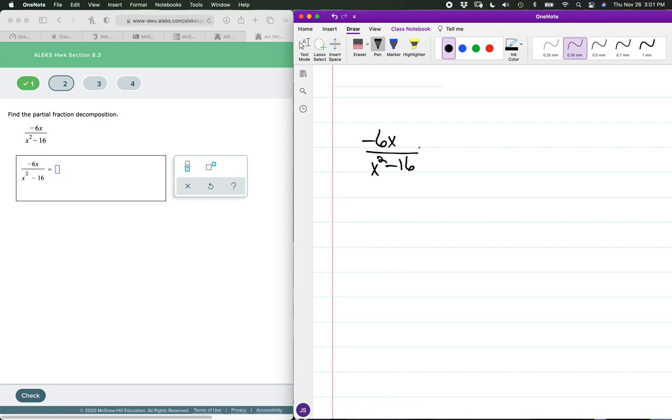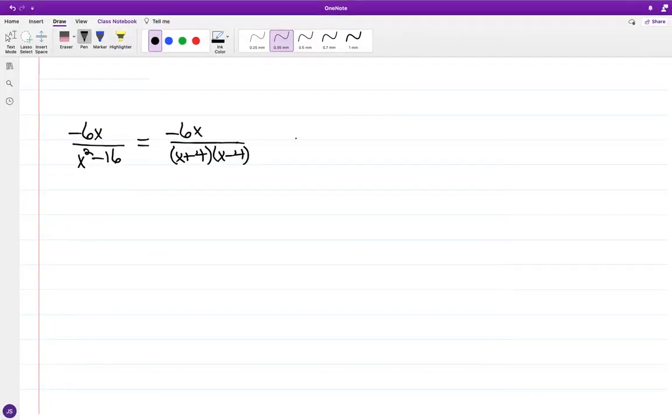Okay, for the second problem, we have negative 6 all over x squared minus 16. Looking at the partial fraction decomposition, with x squared minus 16 we have a difference of squares, and the factors are x plus 4 and x minus 4. So in decomposing, if I let x plus 4 be the first denominator, we'll have the first numerator A. And for the next ratio, we have B over x minus 4.